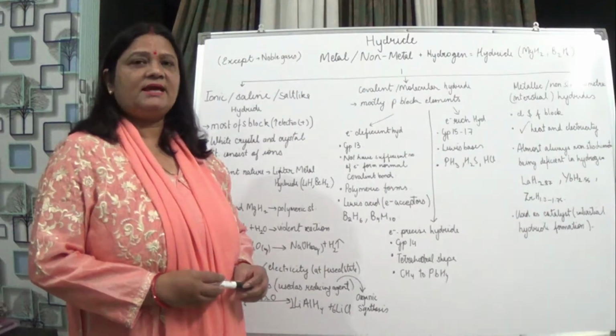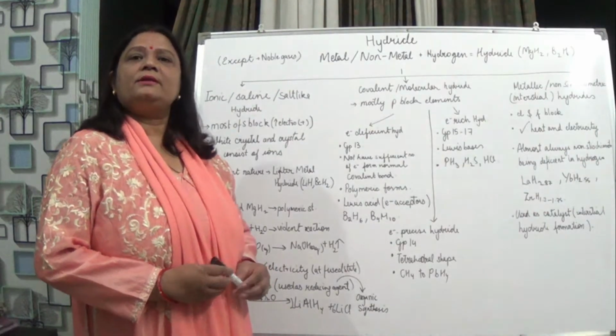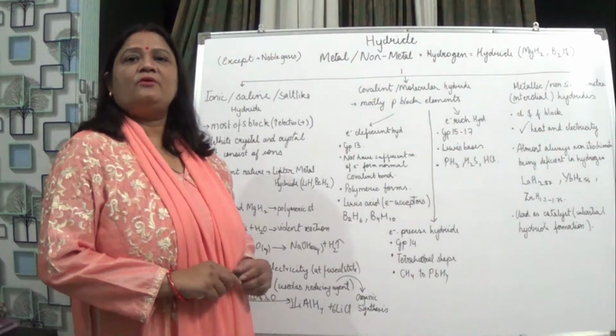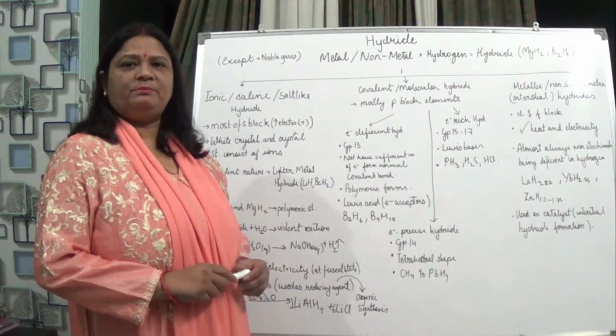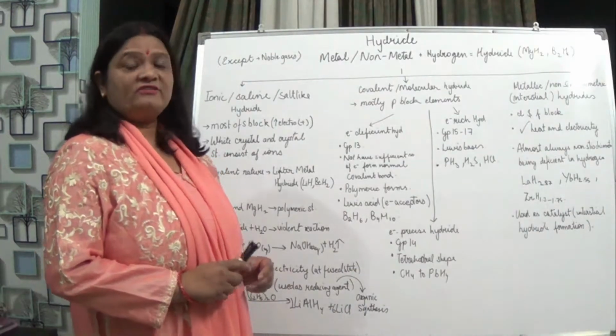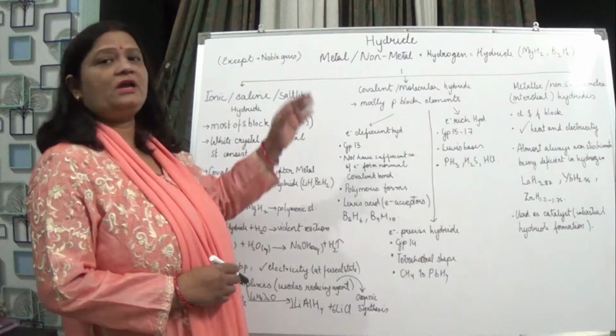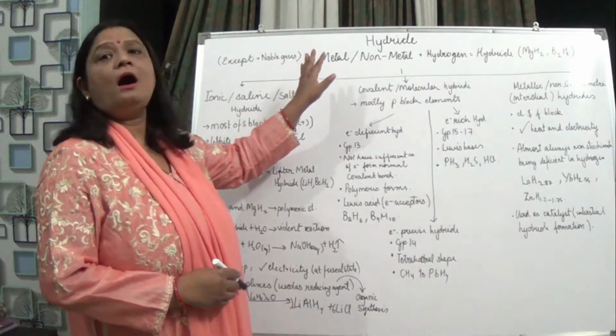In the last class we studied the placement of hydrogen in the periodic table, where it should be placed and why. We also studied the physical and chemical properties of hydrogen. Today we are going to study hydrides.